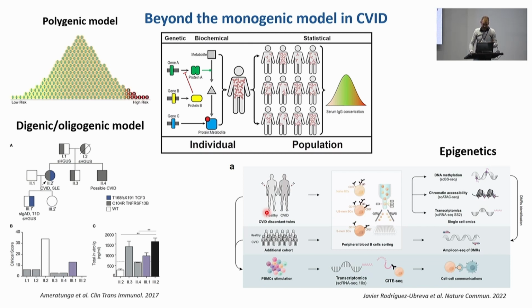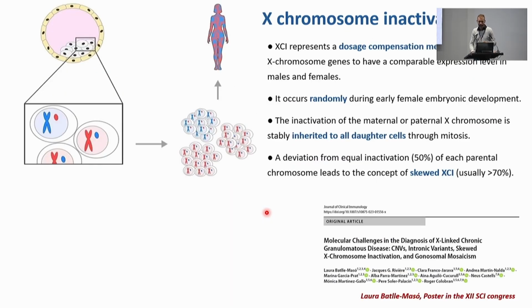Then the polygenic model is probably playing a role, but this is difficult to demonstrate because it is based on multiple genetic variants, each of them giving only a small risk for the disease. And even somatic variants have been proposed, but still not demonstrated. So in this work, we are interested in the X-chromosome inactivation process.